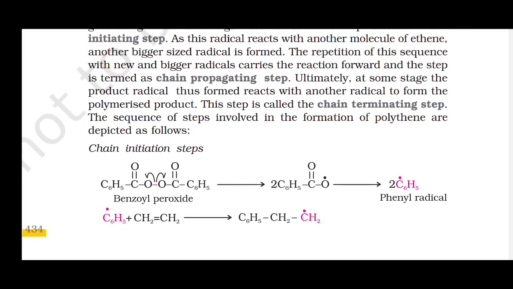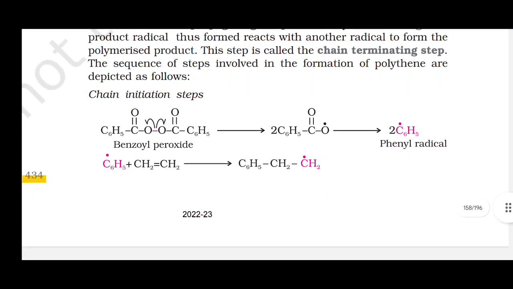First is the chain initiation step. So you can see, benzoyl peroxide breaks to form a radical, and finally it breaks into phenyl radical and CO2 gets released. Then the alkene attacks the phenyl radical and then this phenyl ethene becomes an ethene radical.